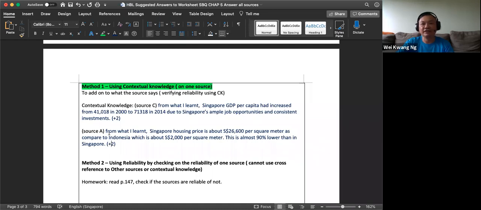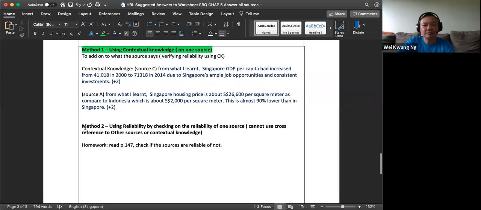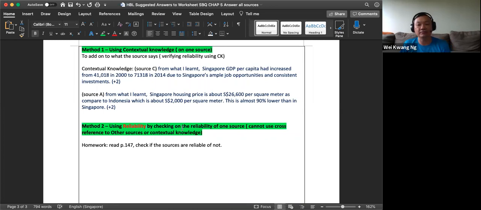Now, the next one is your homework that I want you to do. Next method, method number 2. There is another method to get your +2. And the other method that you can use is this thing called reliability. Now I hope you understand why, before the holidays, before the full home-based learning, I've been teaching you about this skill called reliability.